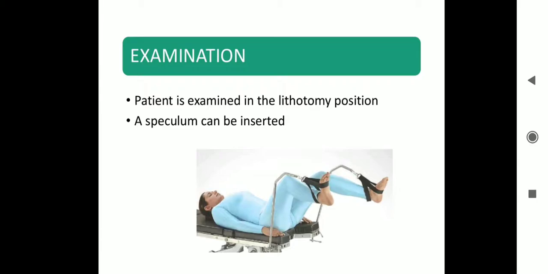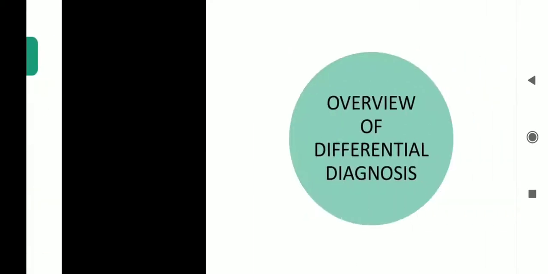So per speculum examination in a pathological vaginal discharge patient is very much important. We should never skip a per speculum examination, which should be followed with a per vaginal examination to see for the cervical motion tenderness or uterine tenderness or POD, any tenderness.